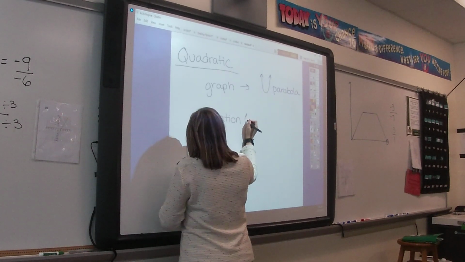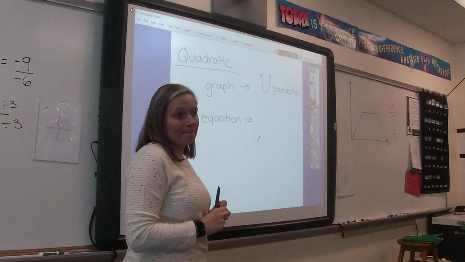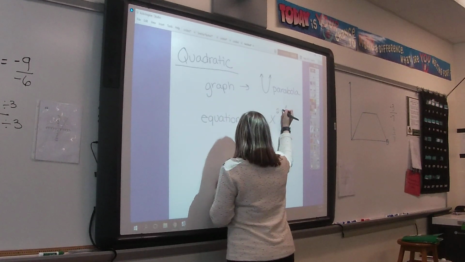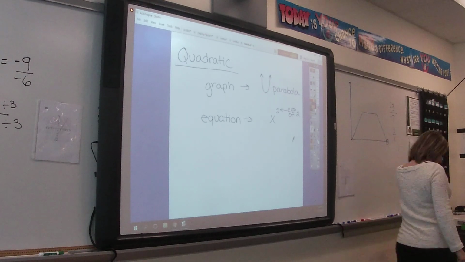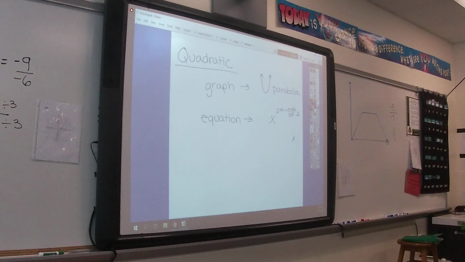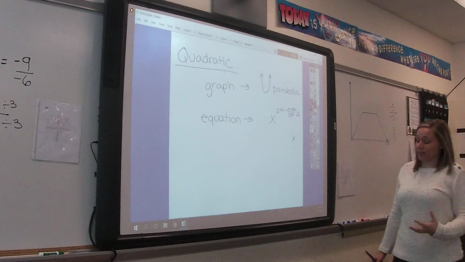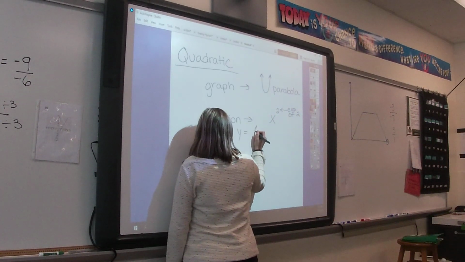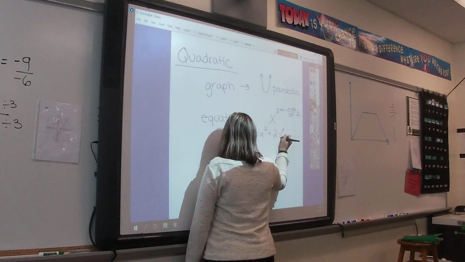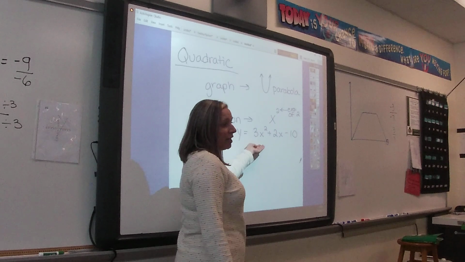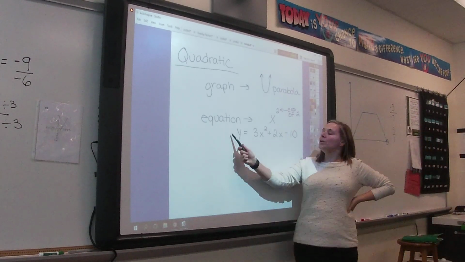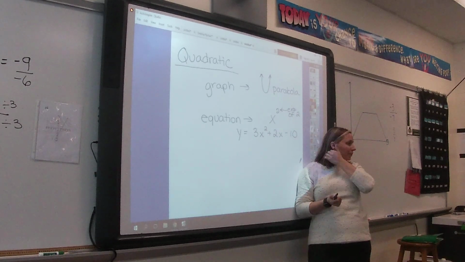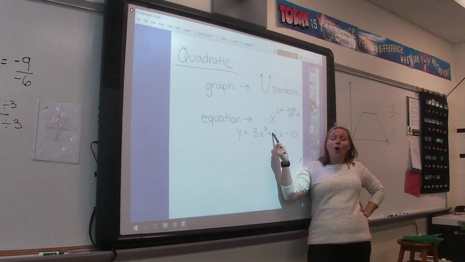Do you remember what quadratic graphs always have? They have an exponent of 2. Okay, so realistically, this is one of the biggest pieces. If we were given this equation, and I asked you to graph it, you should be able to look at that equation and say, oh, I know that that's a quadratic. How do we know by looking at this equation that it's a quadratic? Because the exponent is 2.